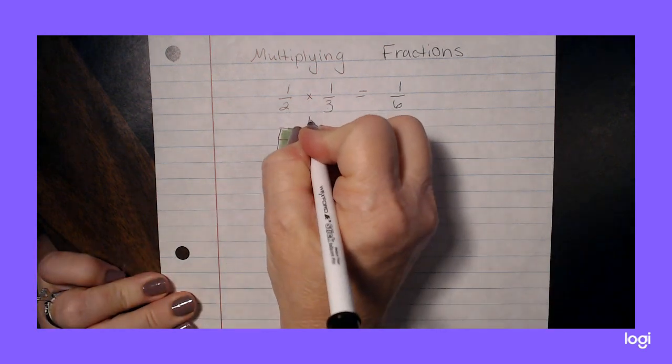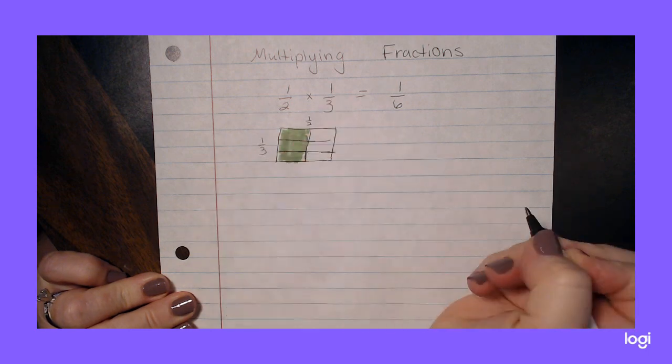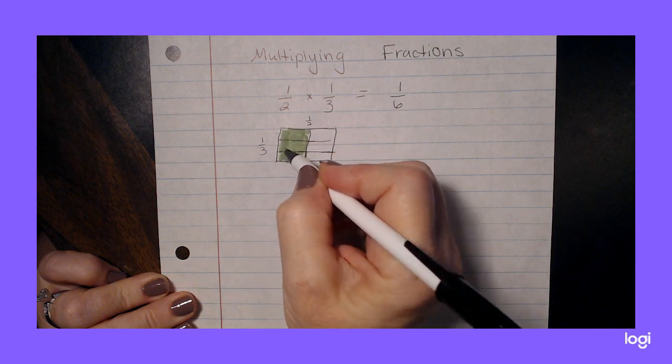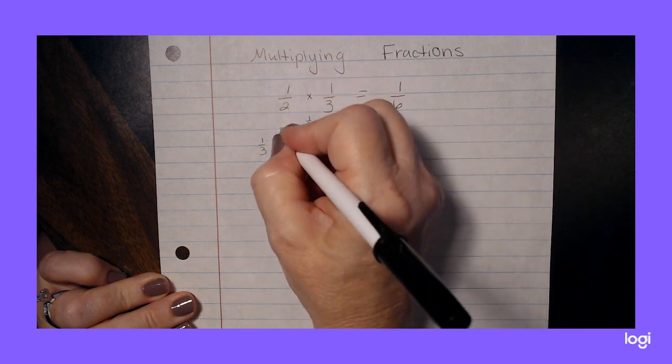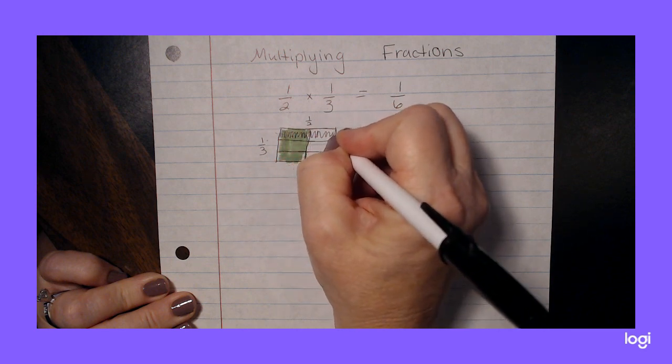So this way I cut in 1/2 and I colored the one, and this side I'm going to cut into 1/3, and I'm supposed to color one out of the 3 rows. Here's 1, 2, 3 rows. So I would probably take my pencil and color all the way across like this.